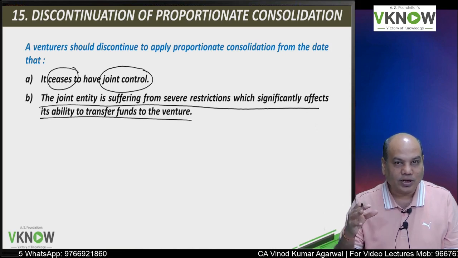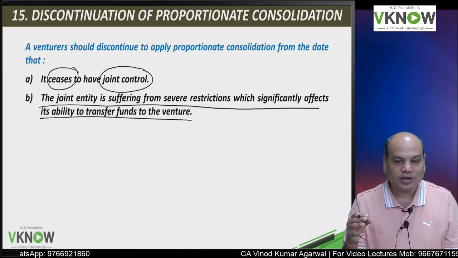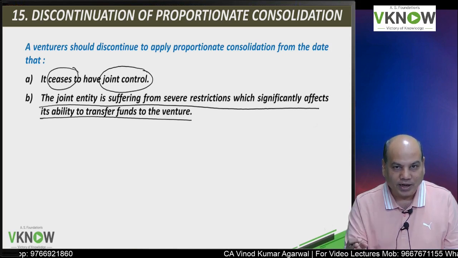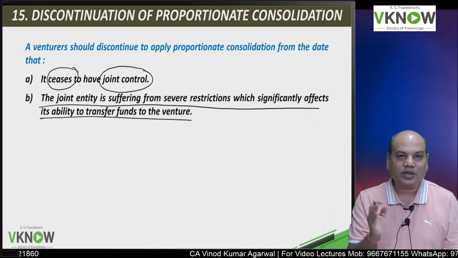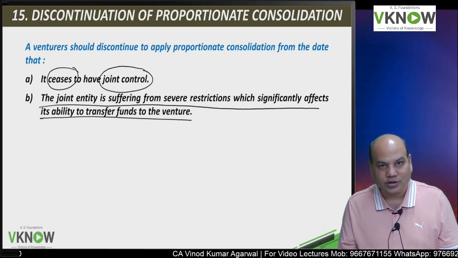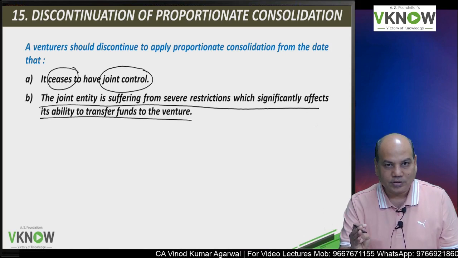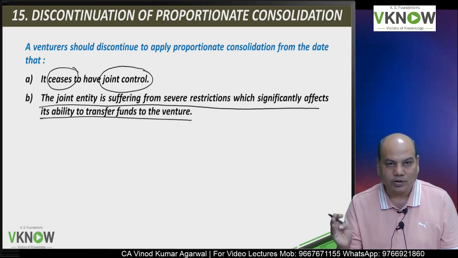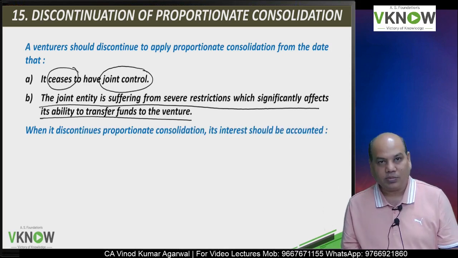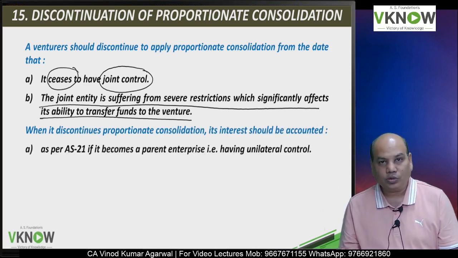Afghanistan is controlled by the Taliban, and now the Taliban government has banned remittance of funds. This joint venture entity cannot remit funds to the venturer. If that happens, then you will stop applying the AS 27 proportionate consolidation method. Then what will you do?